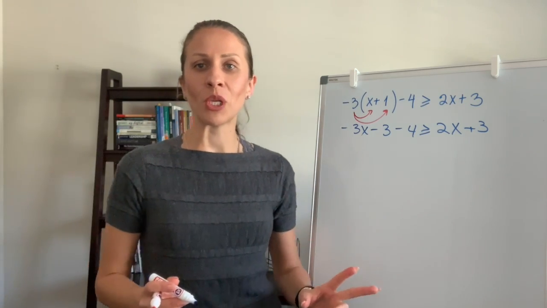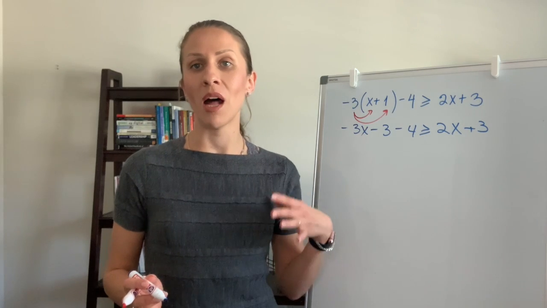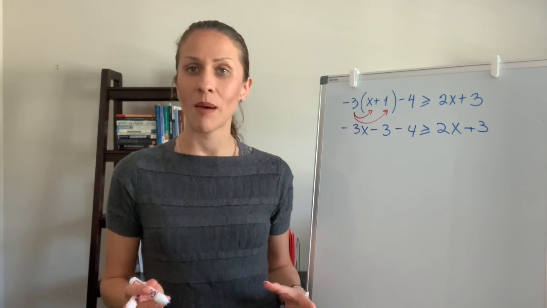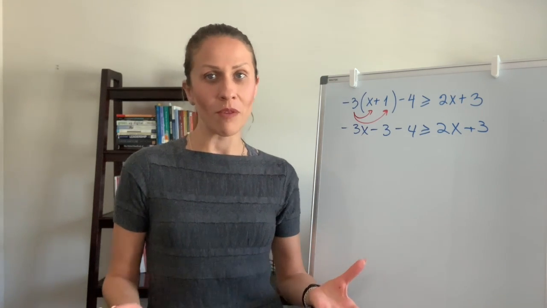Step number 2 requires us to find a common denominator for all the fractions in your problem and then multiply all terms by that common denominator. We don't have any fractions, so we're just going to skip this step.